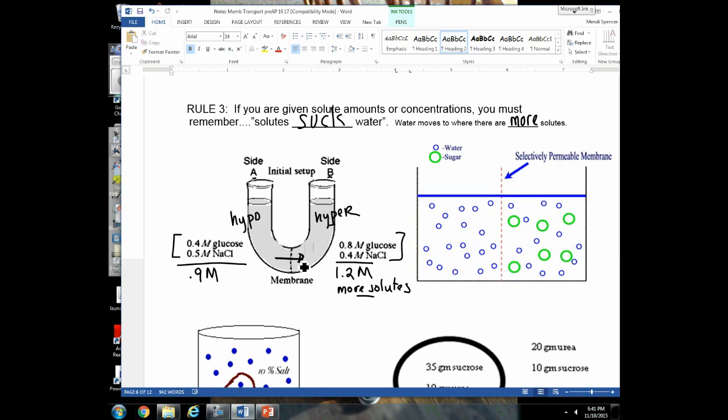So look at some other diagrams here. It looks like we have all water over here, and we see we have some solutes over here. So this is an easy one. Since there's more solutes over here, solutes suck water. Water is going to move in that direction. You also maybe determined this side is hypertonic compared to this side, and water goes to the hypertonic solution.